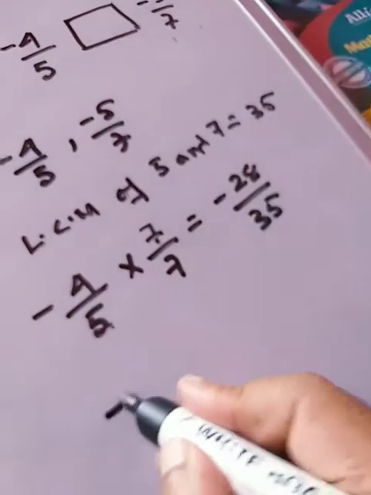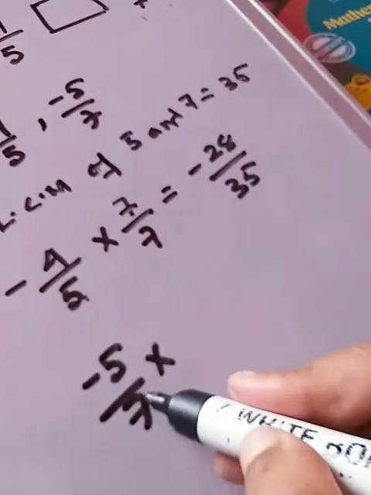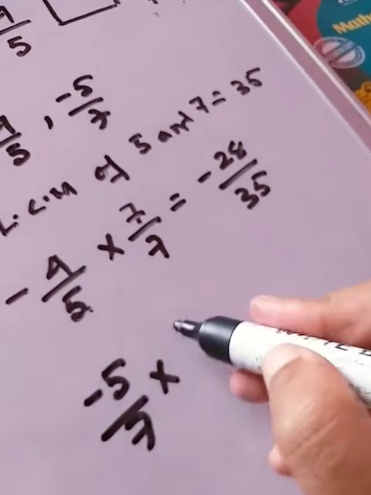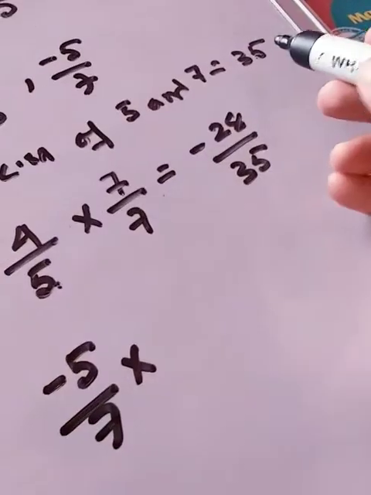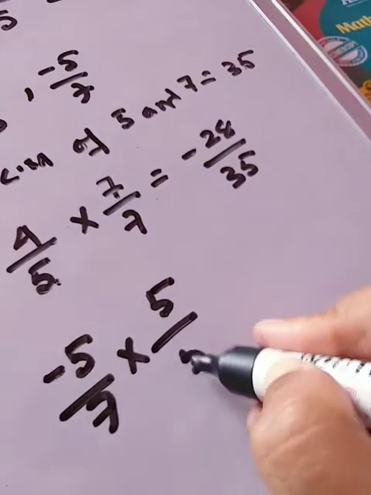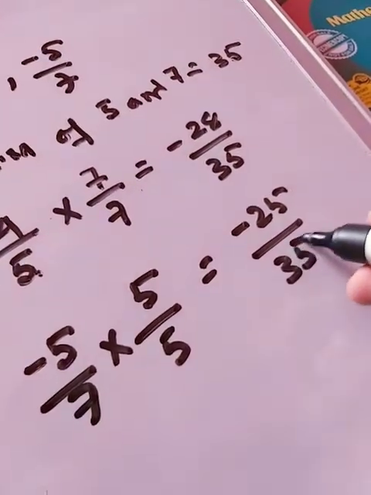Now let's write the second rational number. So if we divide this LCM with the denominator, this is 7. So 35 divided by 7 is what? 5. So the answer is 5 by 5. So minus 25 by 35.